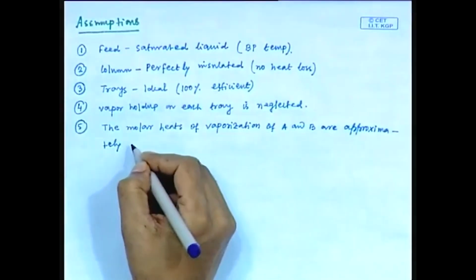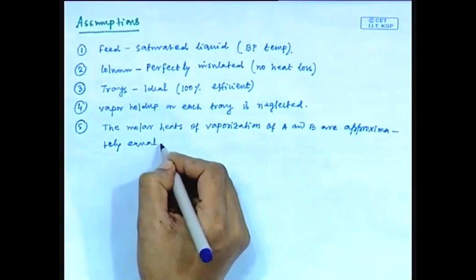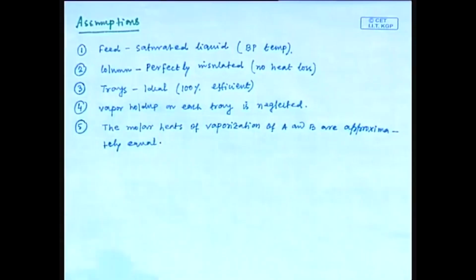The molar heats of vaporization of components A and B are approximately equal. It implies that 1 mole of condensing vapor releases sufficient heat to vaporize 1 mole of liquid.